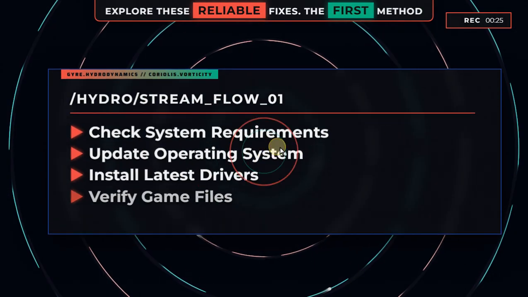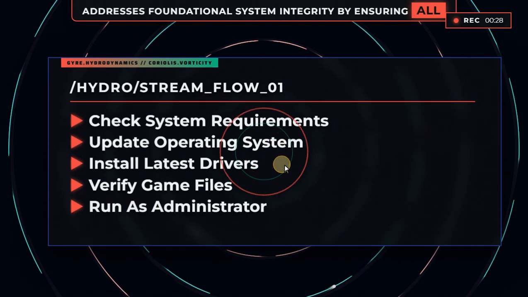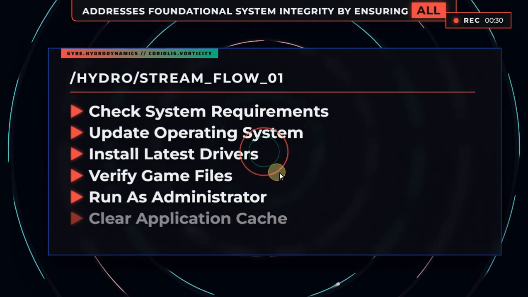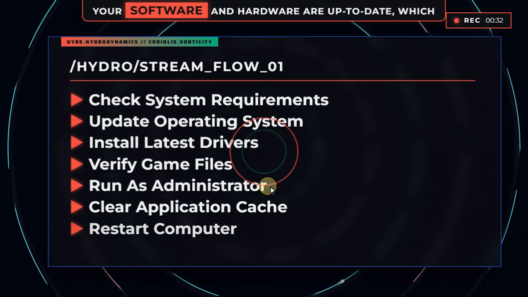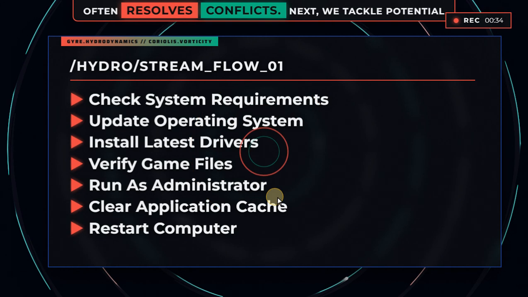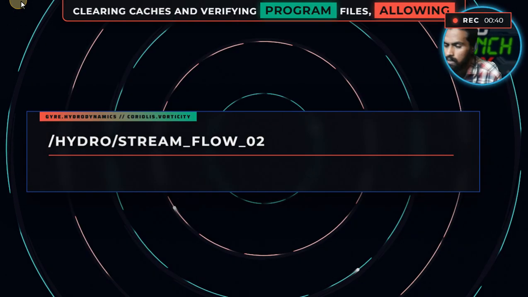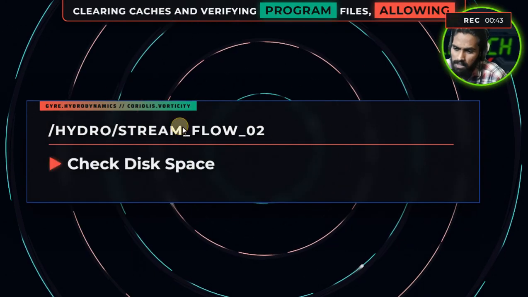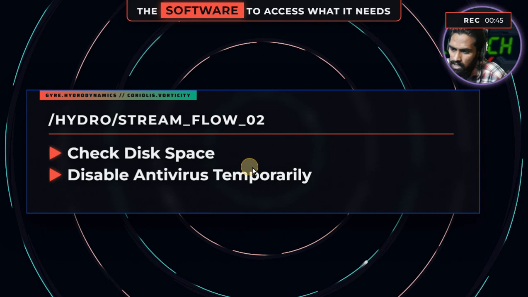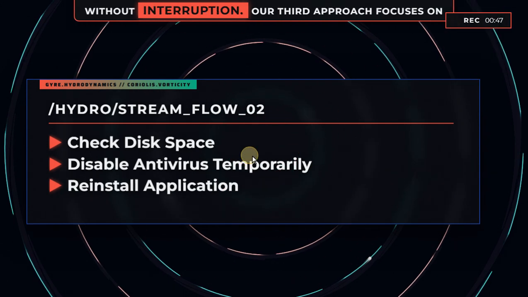The first method addresses foundational system integrity by ensuring all your software and hardware are up to date, which often resolves conflicts. Next, we tackle potential data corruption and resource allocation issues by clearing caches and verifying program files, allowing the software to access what it needs without interruption.